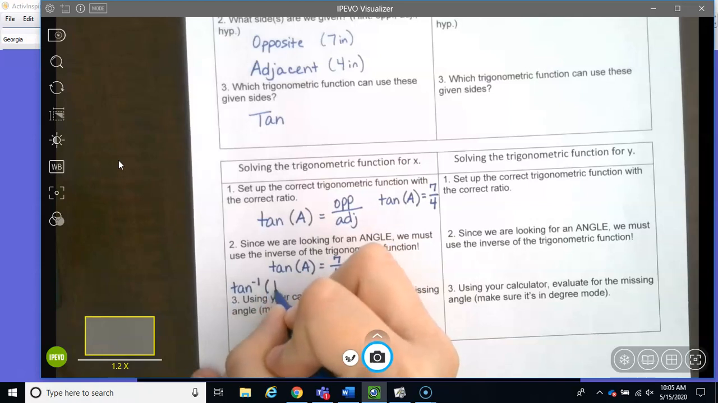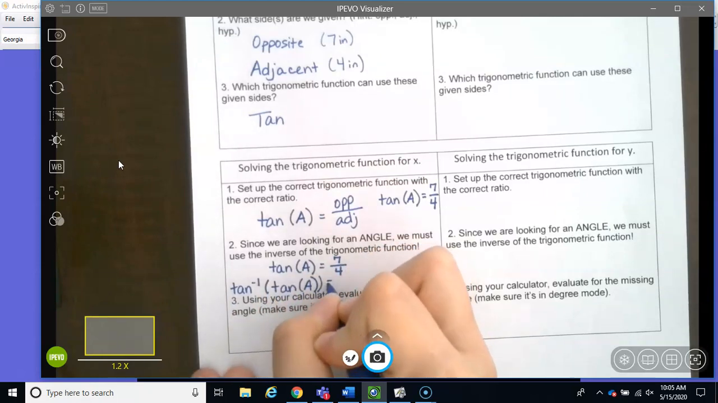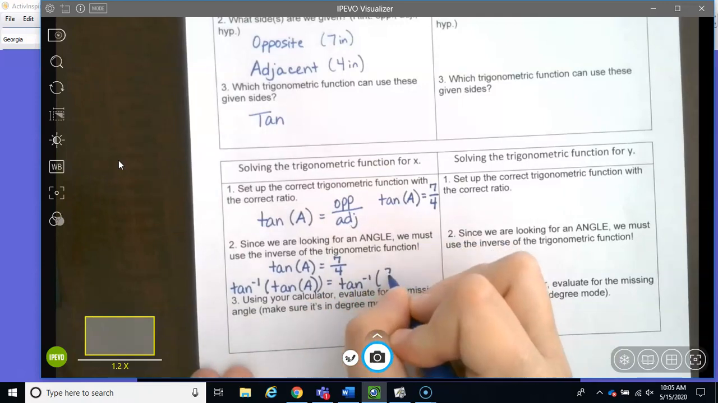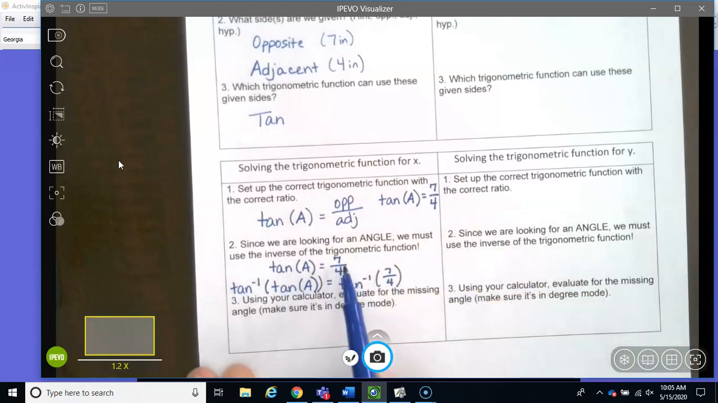So tangent inverse of tangent of A is equal to the tangent inverse of 7/4, because whatever you do to one side, you have to do to the other. So going from our trigonometric function that we set up, to get A by itself, we have to do the tangent inverse so that the tangents cancel out.